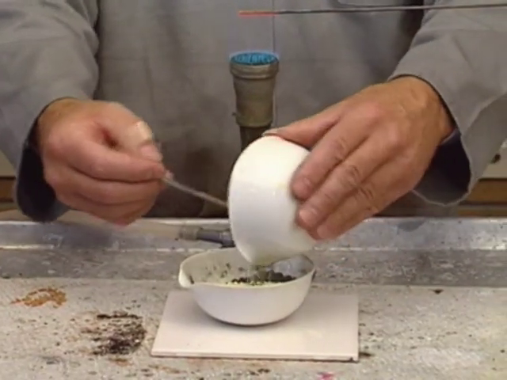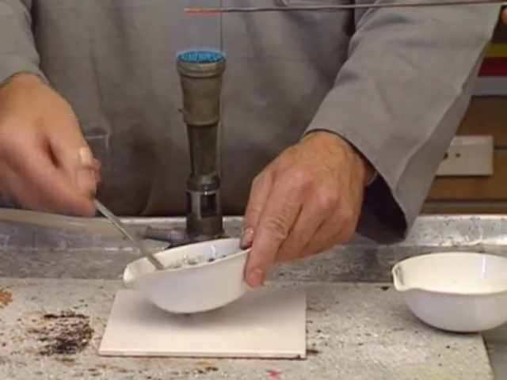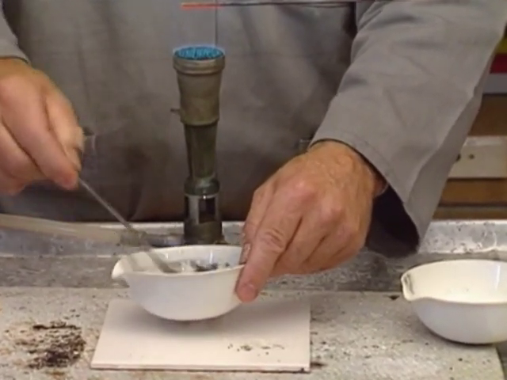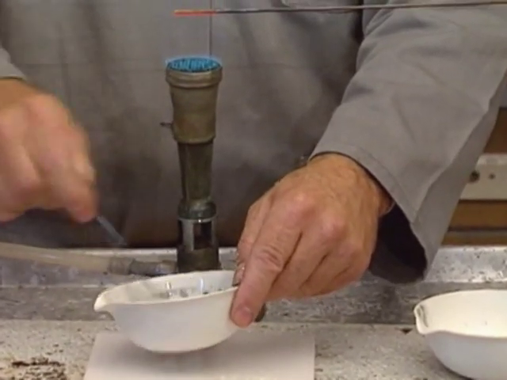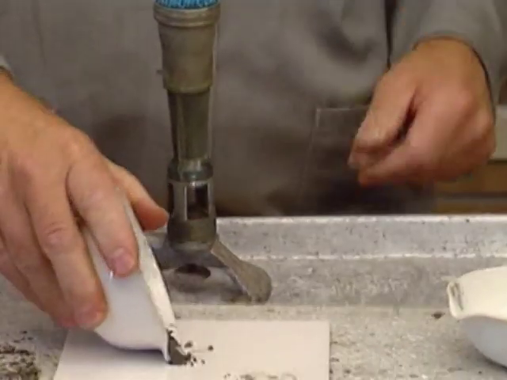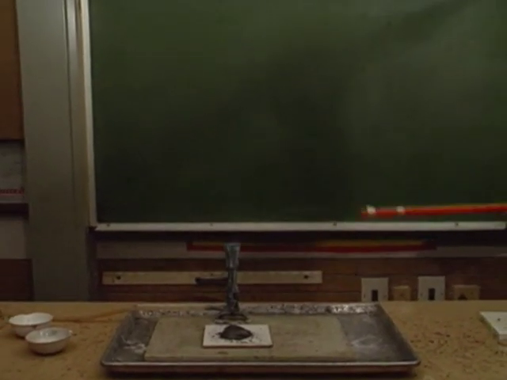I am mixing sulfur and zinc dust in this porcelain dish here. And we make a little pile on the tile here. In this case, we activate the reaction with a red hot wire. The products of this exothermic reaction are zinc sulfide, zinc oxide, and sulfur dioxide gas.